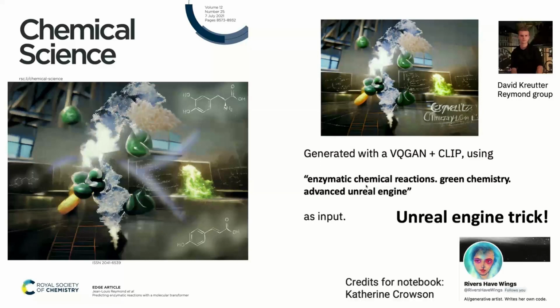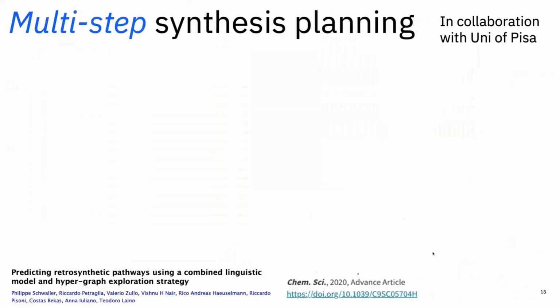The really nice thing here is that researchers in generative images realized that by adding Unreal Engine behind the text prompt, those models would generate images with much higher quality. Credits to Katherine Crowson for the notebook that she made available online. Now back to science and chemistry.